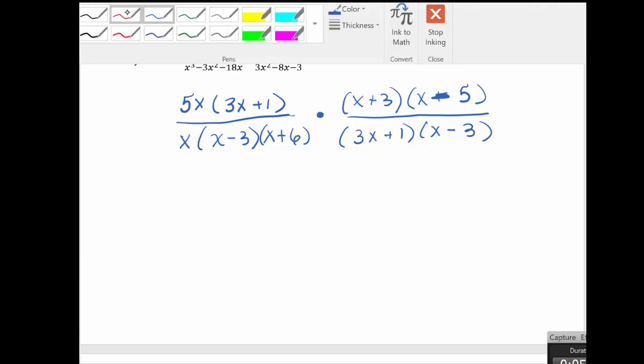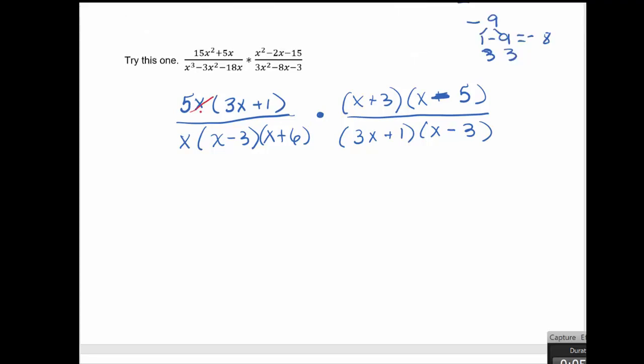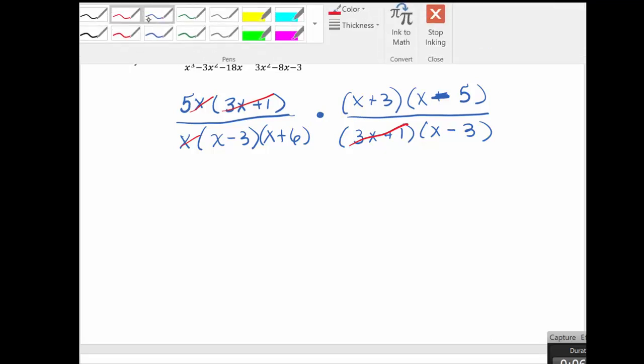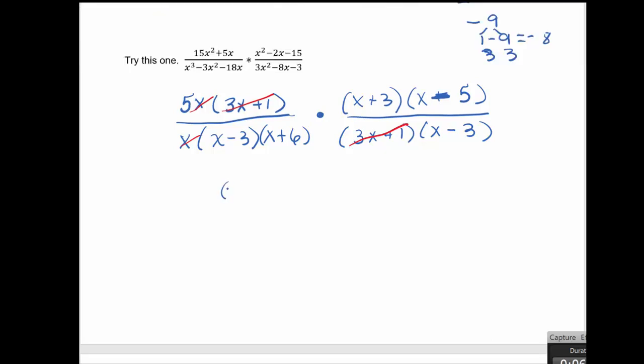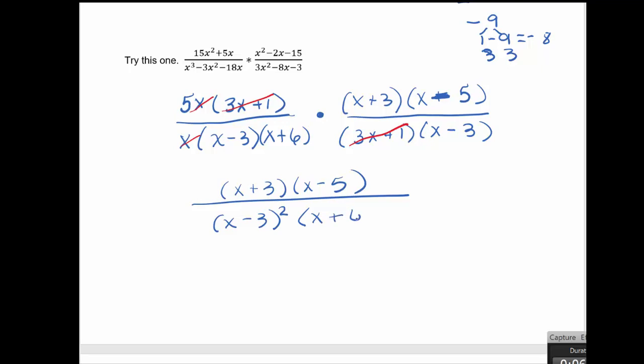At this point, go ahead and reduce everything out. So you could say x divided by x, 3x plus 1 divided by 3x plus 1. X plus 3 does not match anything, and neither does x minus 5. So now we are left with x plus 3, x minus 5 in the numerator, x minus 3 twice, so I would write that as a quantity squared, times x plus 6.